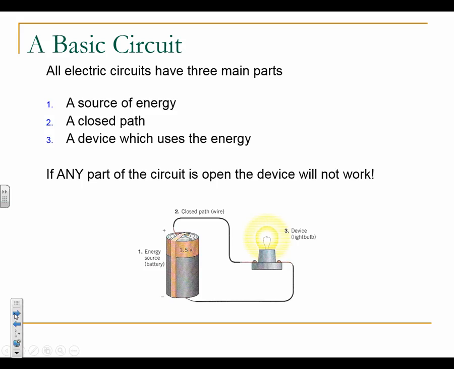For a basic circuit, all circuits are going to have three parts. They're going to have a source of energy, they're going to have a closed path, and they're going to have a device which uses the energy, which is typically called a resistor and or a load. If any part of the circuit is open, the device will not work. So if your energy source, which is typically your voltage of your battery, is out of juice, then it doesn't work. If your path is not closed all the way, then it won't work.